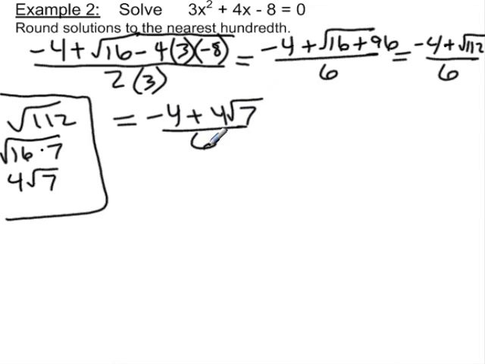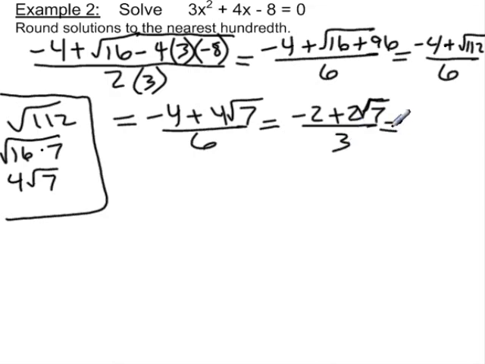All right, and we can reduce that because I see a common factor of 2 in all of these. If I factored out a 2, that means I would divide this, this, and this all by 2, and I'll be left with negative 2 plus 2 square root of 7 over 3.